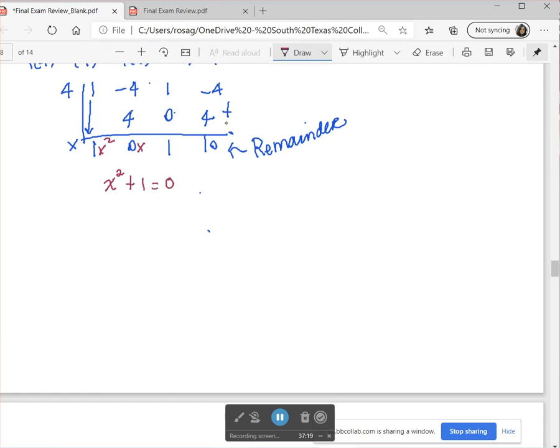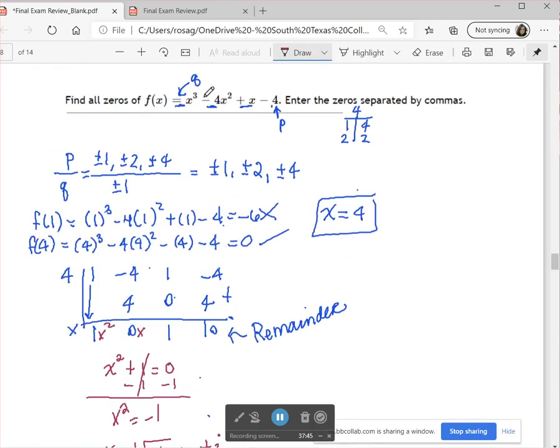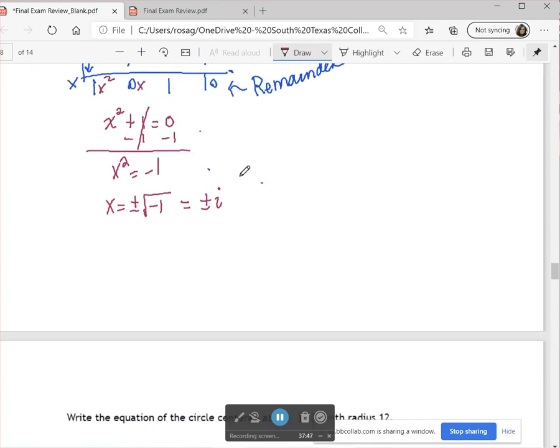Now, in the notes that I gave you, I did the quadratic formula, so you can do that. But for here, I'm going to show you how to do it with the square root property. I'm just going to move the 1, and then I'm going to do the square root, plus minus, of -1. So that is plus minus i. Now, when it's time to write your answers, you should have 3 because the highest power is 3. So we found the 4 and we found these 2. So my answers are 4, positive i, and negative i.